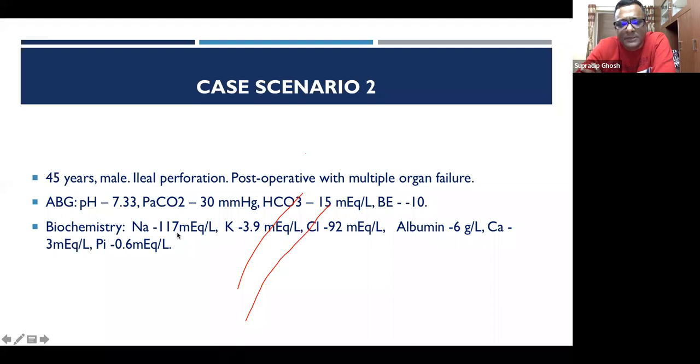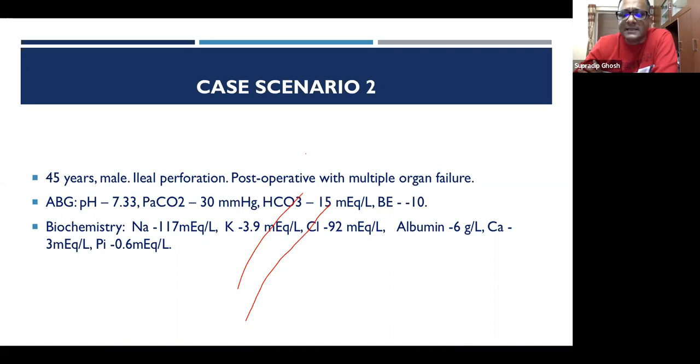So there is low sodium, which means there is a metabolic acidosis. Look at the chloride. Chloride is 92. We need to correct it. Look at the albumin. Albumin is only 6 gram per liter. That means 0.6 gram per deciliter. So which is significantly low.